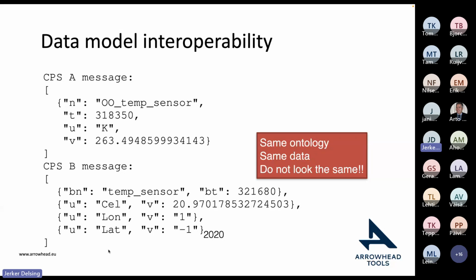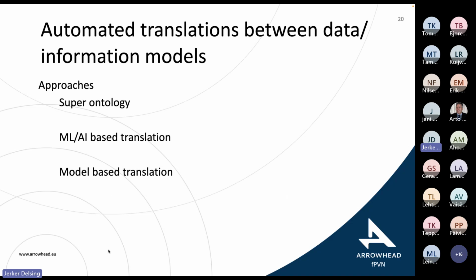Giving that they have one type of code to read it. So this is a typical example of the data model or non-interoperability thing that's around, and this is costing money to all of us. We have defined three approaches to look at this. One is to look at what we call super ontologies. The other one is using machine learning AI, and the third one is model-based, and I will detail a little bit on what we are thinking about.